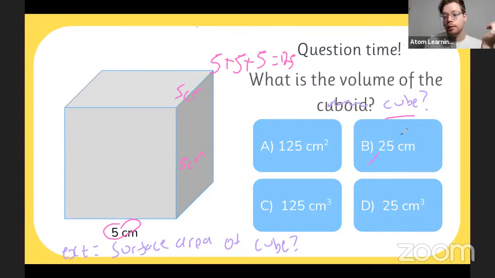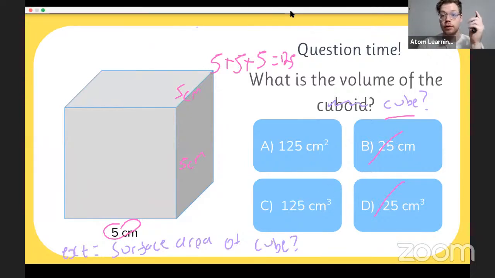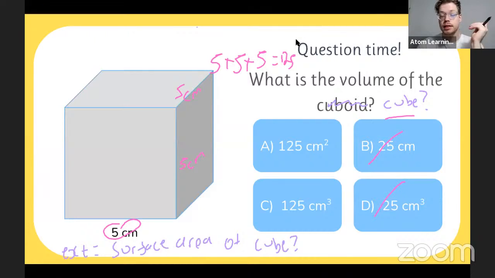That means we know it can't be B or D because those are incorrect. What we need to do then is just make sure our units are correct. So is it going to be centimeters squared or centimeters cubed? A few more seconds to get your votes in. Is it going to be A or C? I've given you a 50-50. Have a go.